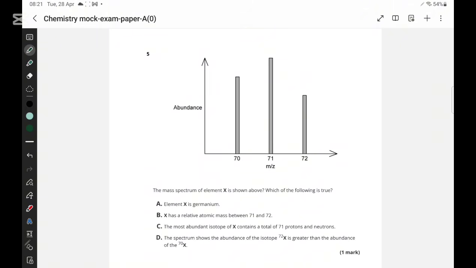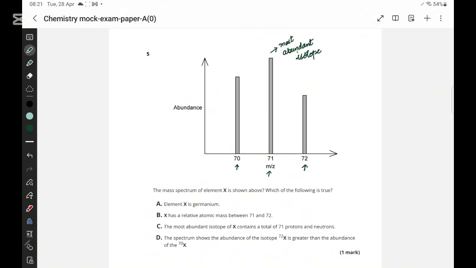So for the next question, they have given us the mass spectrum of element X, which is shown above. Which of the following is true? So first of all, if we want to consider the mass spectrum, the element which is going to have the tallest peak is going to be the one which has the most abundant isotope. This is basically representing isotopes. This is isotope 1, 2 and 3, having atomic masses 70, 71 and 72.